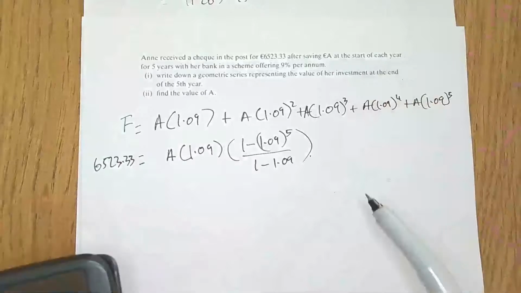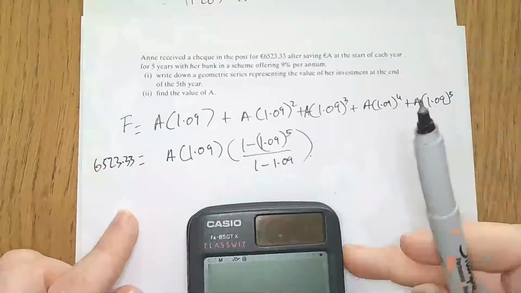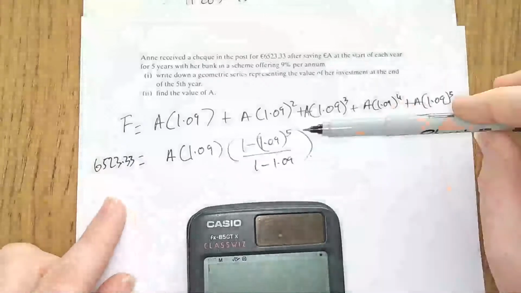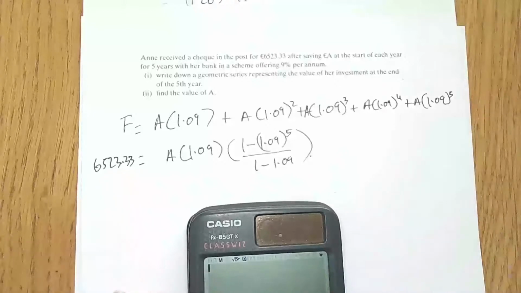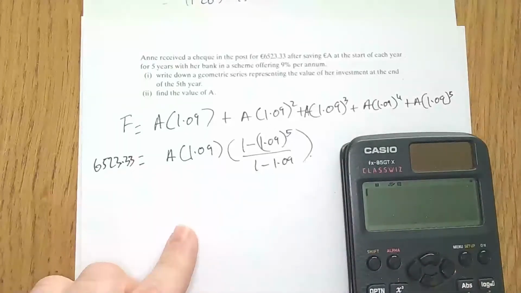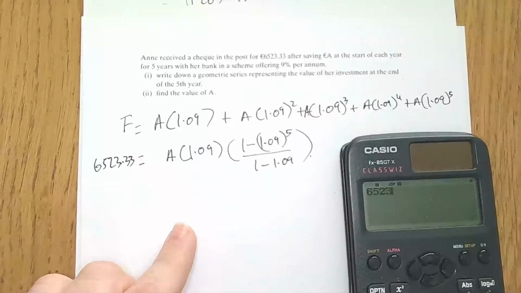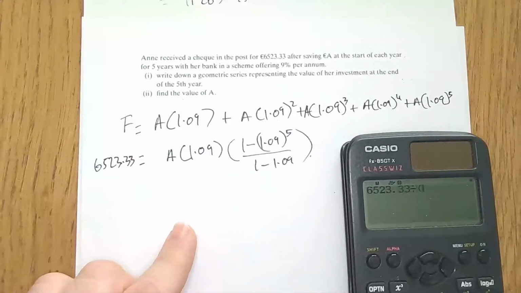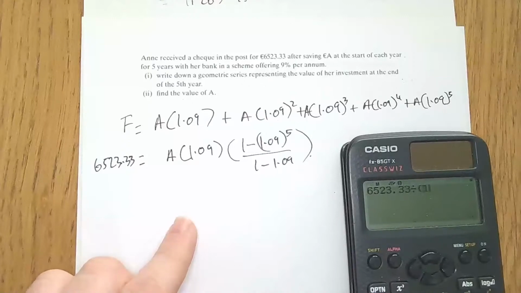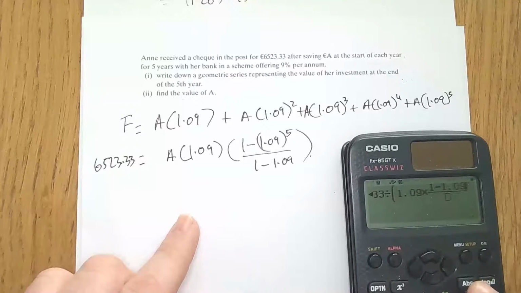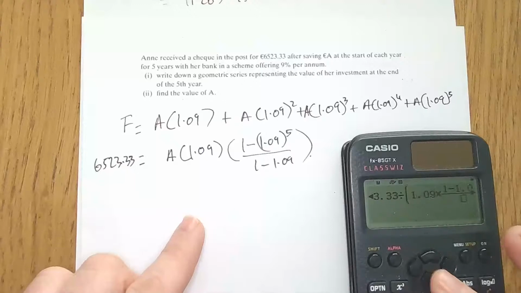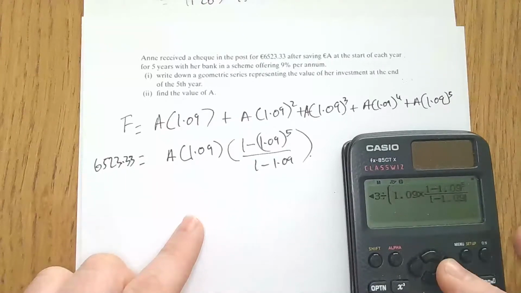Now, let's strategize here. Isn't it just a matter of multiplying that and then dividing it into that? That's what it should be anyway. So listen, I'm going to try and do it all in one big job. Okay. 6523.33 divided by, in a bracket, 1.09 multiplied by 1 minus 1.09 to the power of 5 over 1 minus 1.09, and close that bracket, or you know what will happen.